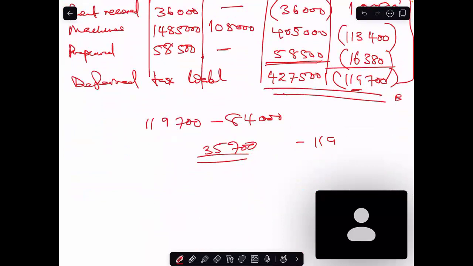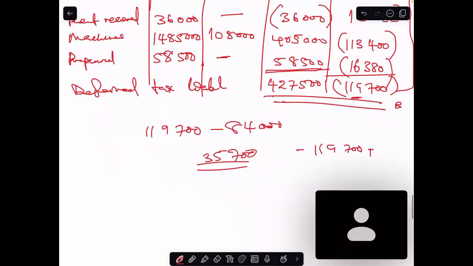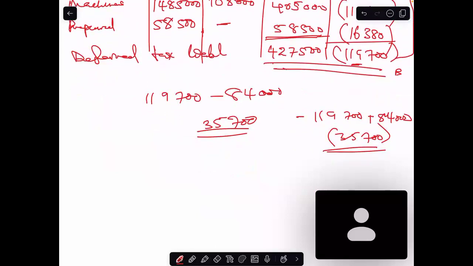Our point B is minus 119,700, minus point A. Point A is minus, so minus minus will give us a plus. So it's as good as saying plus 84,000. It will give us negative 35,700, indicating that it's a deferred tax liability. If you wanted to do it this way, but you can ignore the signs since they are the same. You ignore the signs, then you conclude that it's a deferred tax liability, since we moved from a negative smaller number to a negative bigger number, so it's negative.